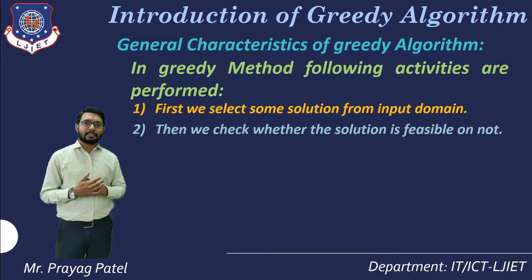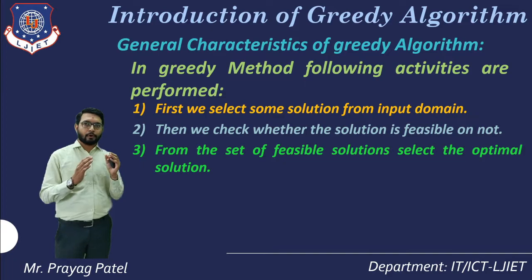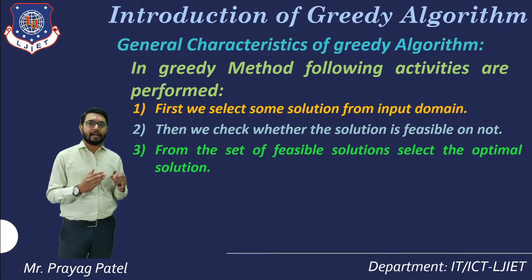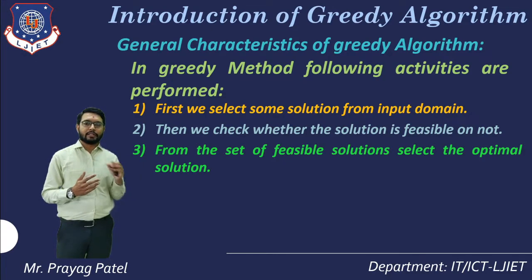It's called the second step. Then we check whether the solution is feasible or not. Now the third step is, from the set of feasible solutions, select the optimal solution. Means here consider making change for 9.